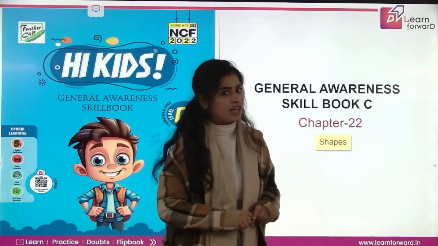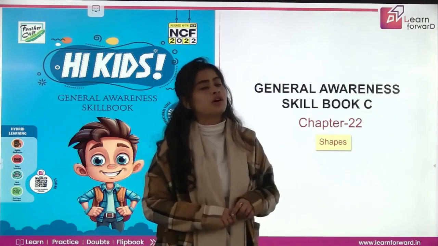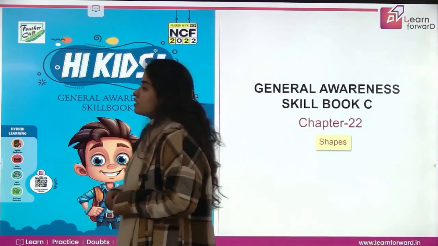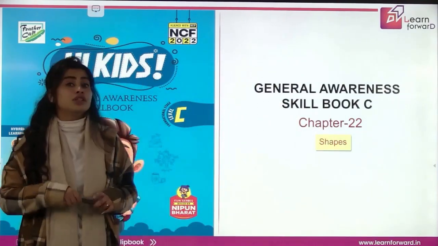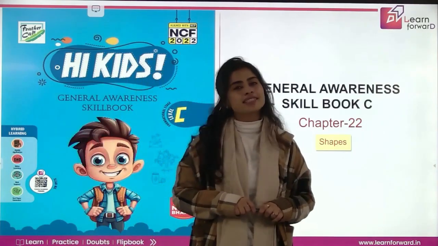And today's chapter is about shapes. I know you have learned about shapes in class nursery, in class LKG also. But in today's class, I will tell you about a new shape. Are you all excited? Very good. Let's start the class.